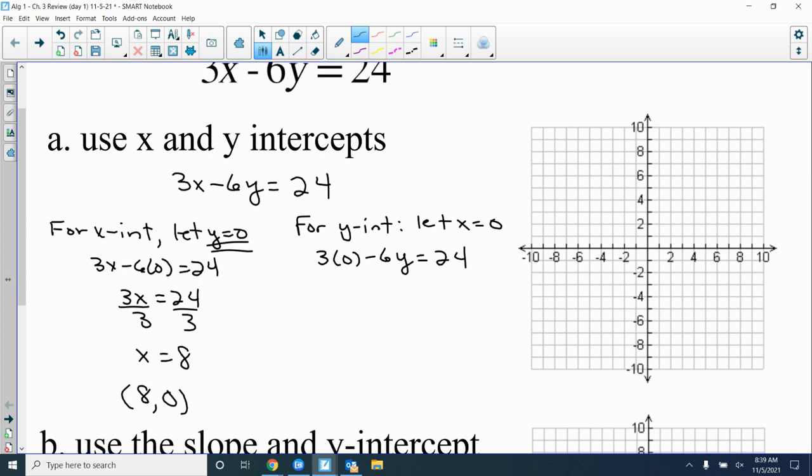Okay, got it? All right, now you got to graph it. You don't need to have something as fancy as mine, but you got to have something here. So negative 6y equals 24, divided by negative 6. I get y equals negative 4. So I get the point 0, negative 4. I got 2 points. So I'm going to plot those.